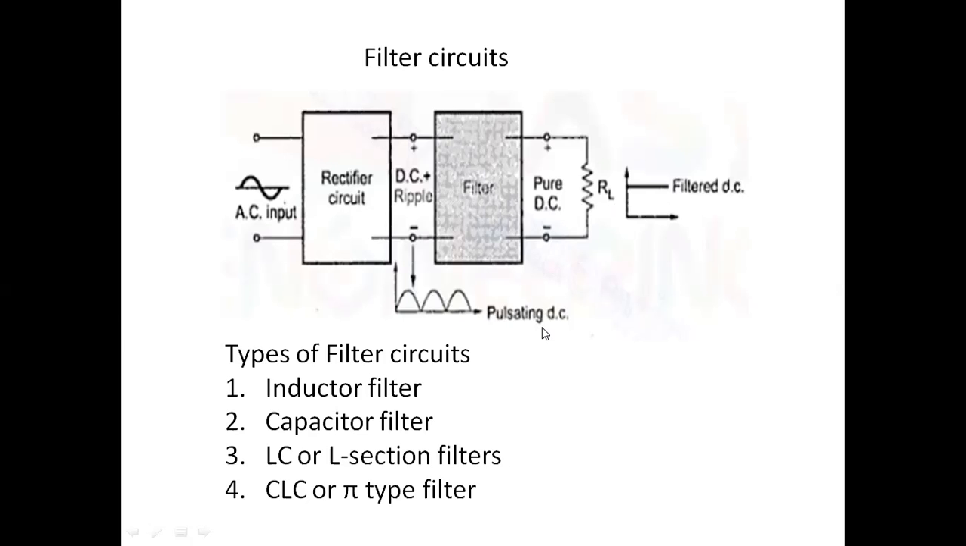There are 4 types of filter circuits: inductor filter circuit, capacitor filter circuit, LC or L section filter, and CLC or pi type filter. In most cases the capacitor filter is the beneficial one, so the usual filter type is the C type or capacitor filter.